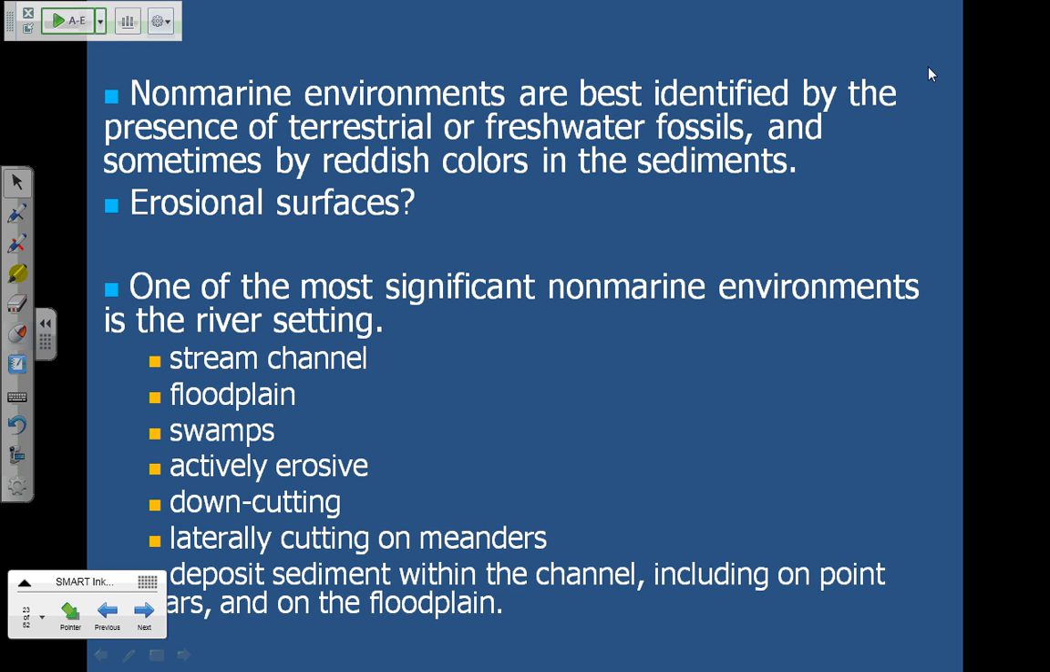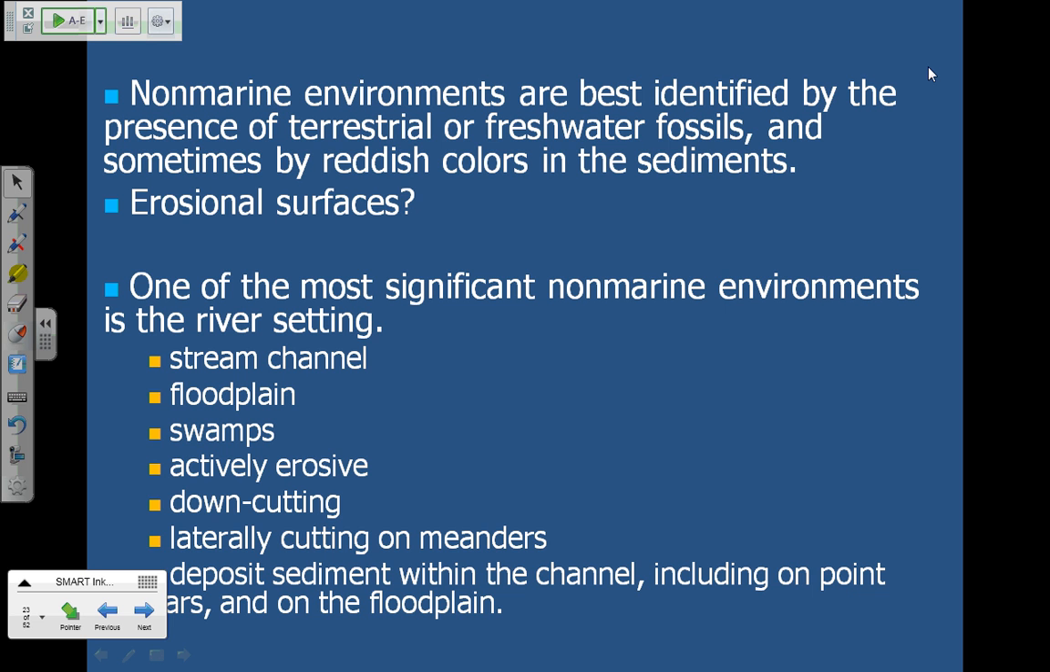Sediment colors. If it's reddish brown, that gives us an idea that it's oxygenated or oxidized, so it had to have been on the surface. And then erosional surfaces. We said last time, if you don't have land covered in water, then you're going to be eroding in some shape or form.